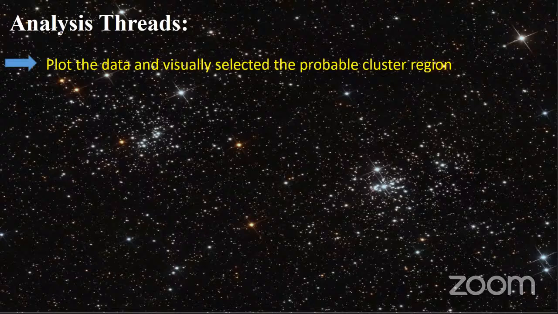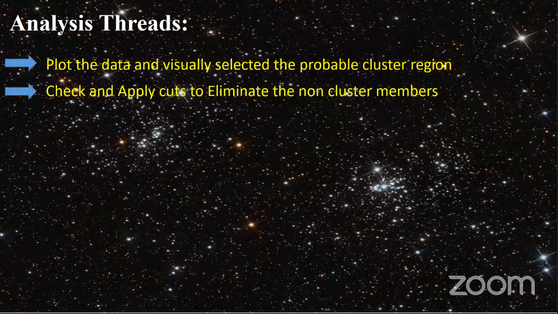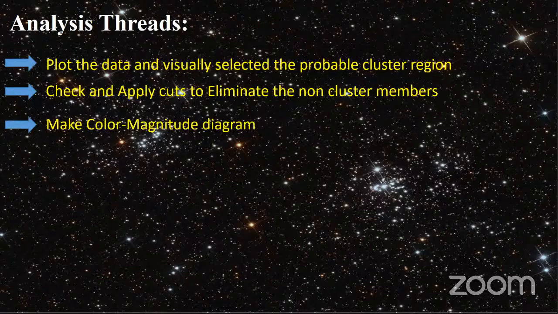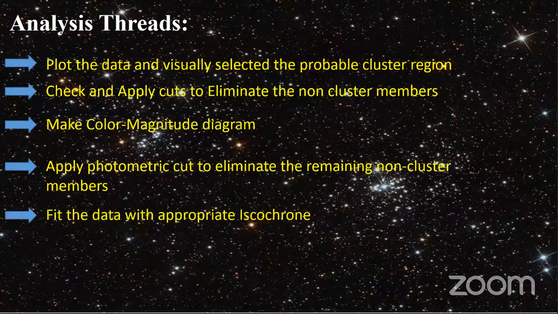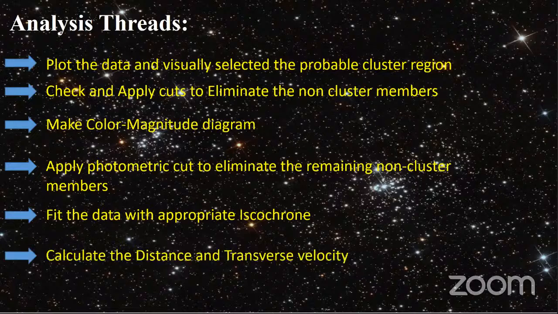So first I plotted the data and visually selected the probable cluster region, and then I checked and applied cuts to eliminate the non-cluster members. Then I made the color magnitude diagram with the data, and applied a photometric cut to eliminate the remaining non-cluster members. Then I fit the data with an appropriate isochrone, and finally calculated the distance and the transverse velocity as well. So yeah, I'm starting with this NGC 581.